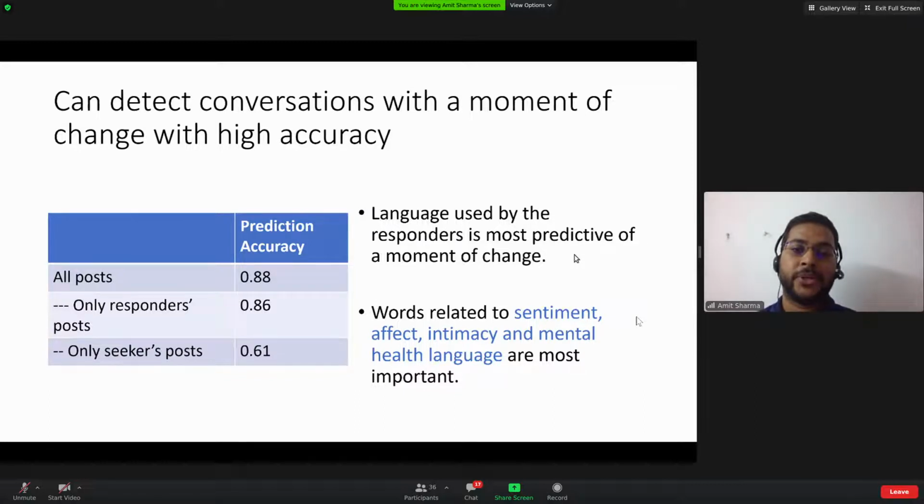And then words related to sentiment, affect, intimacy, and mental health language were important. But the important thing here is that we were able to detect with 88% accuracy whether a particular conversation will be useful or not. And one way you can imagine this is great is because now TalkLife can predict in advance which conversations would be beneficial, or at least after a conversation has happened, maybe every day, they can look at the current conversations and say which ones have been good, which automatically means they now have data on which conversations are not going well. And maybe that's where they can send their most experienced responders.